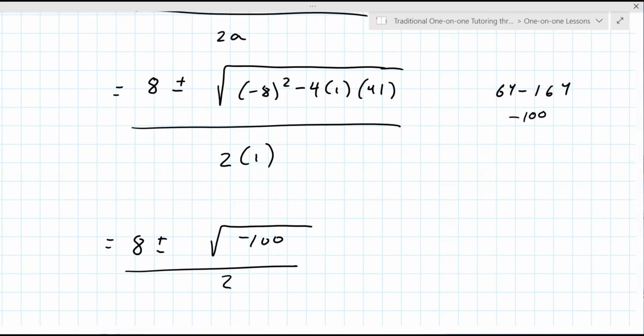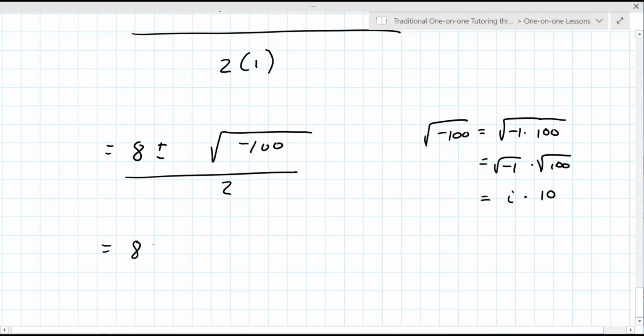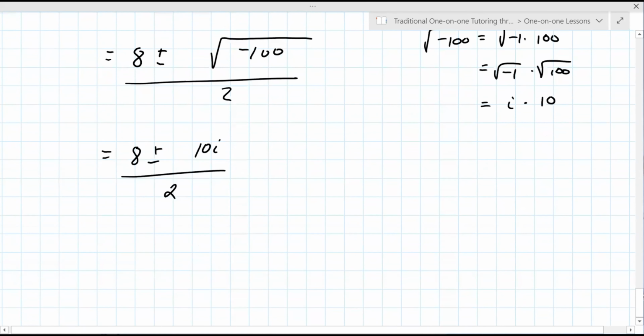Now, whenever there's a negative inside the root, that means there's going to be an i. So the square root of minus 100 is really the square root of minus 1 times 100, which is the square root of minus 1 times the square root of 100. It's really i times 10. So the square root of negative 100 becomes 10i over 2. And from here, you divide both terms, 8 over 2 plus or minus 10i over 2, so you get 4 plus or minus 5i as your final answer.